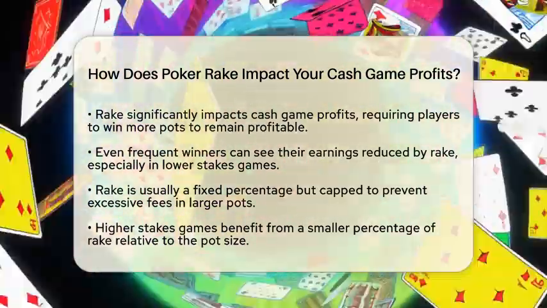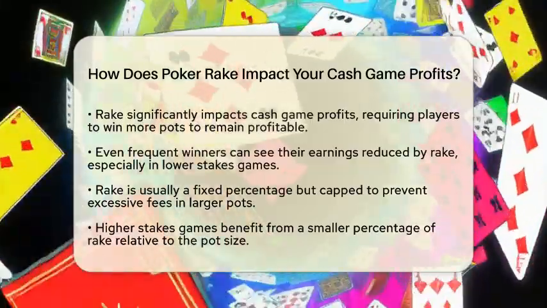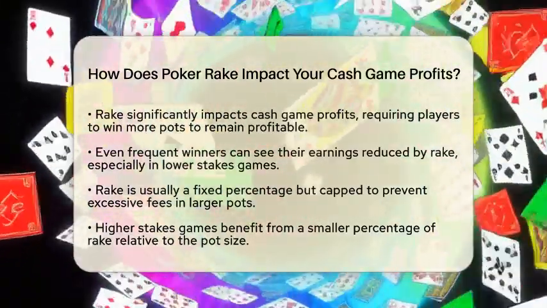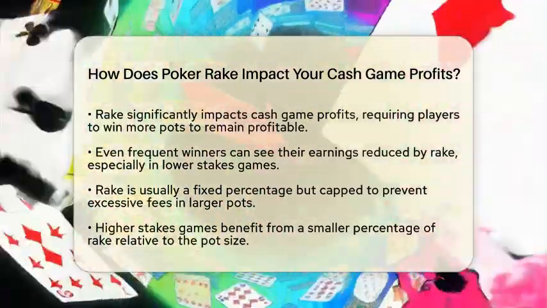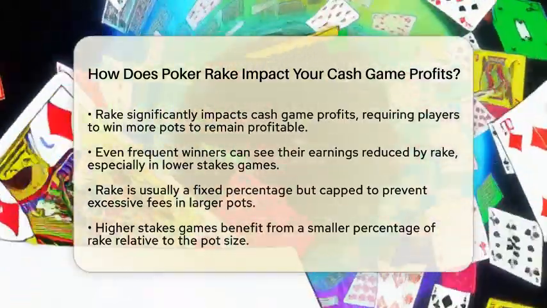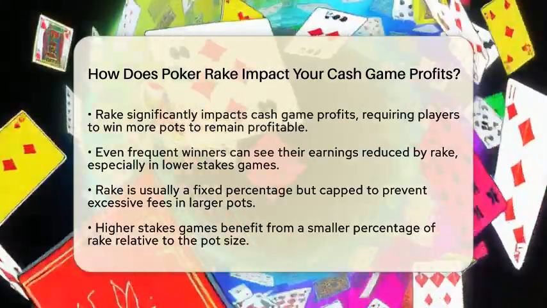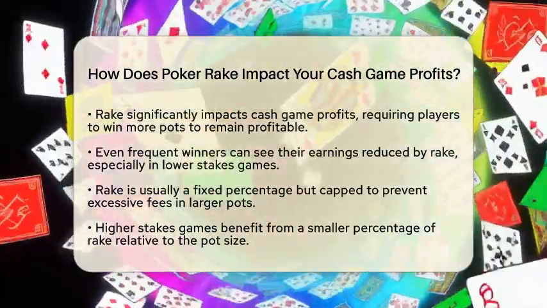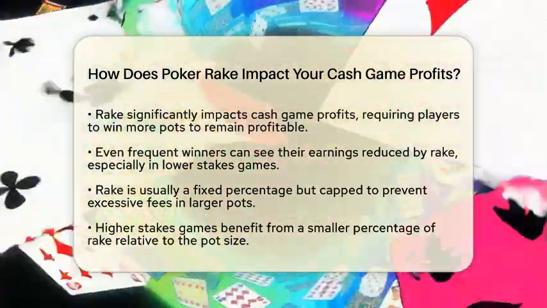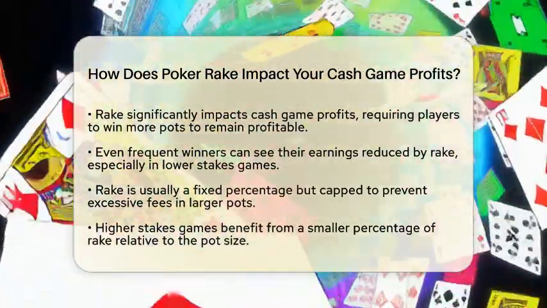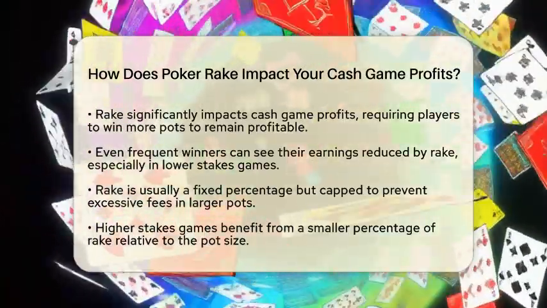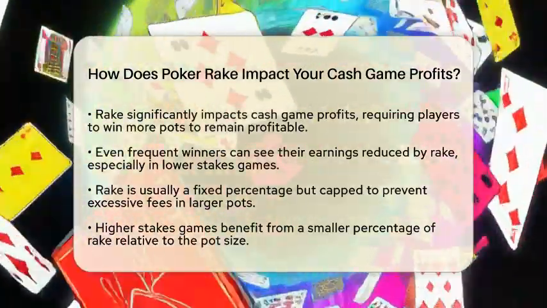The rake is usually a fixed percentage of the pot, but it is capped to prevent excessive fees in large pots. For example, a common rake might be 5% capped at $5 or $10 per hand. This cap tends to favor higher stakes games because the cap is smaller compared to the pot size. Thus, the percentage of rake paid relative to the pot decreases as stakes increase.